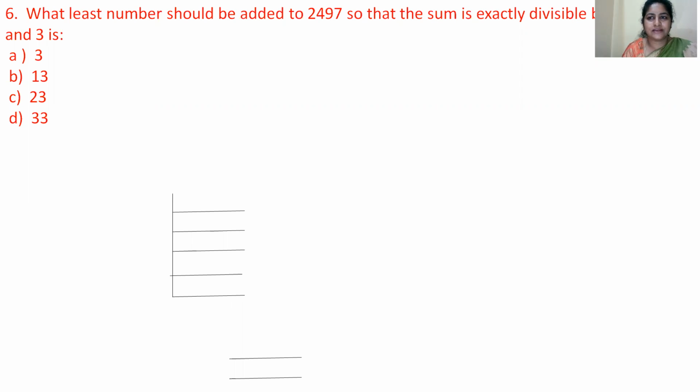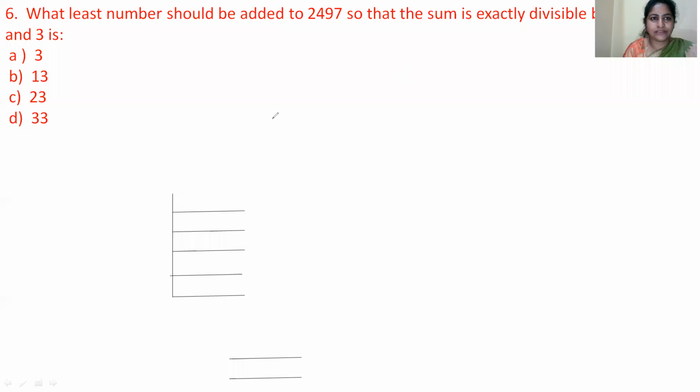Children from 5th standard can learn this. I will read the question. What least number should be added to 2497 so that the sum is exactly divisible by 5, 6, 4 and 3? The options given are option A 3, option B 13, option C 23, option D 33.